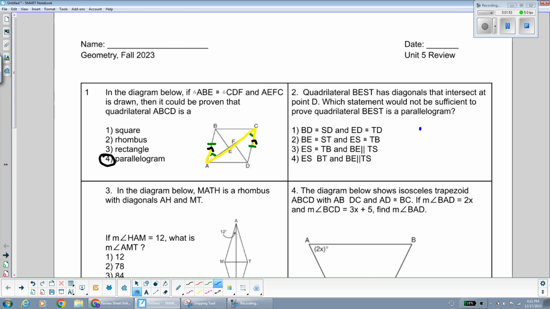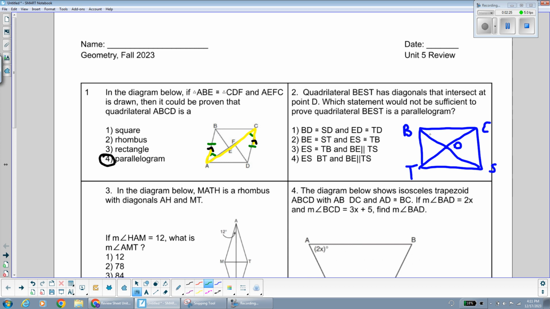Quadrilateral BEST. Let me draw quadrilateral BEST. Anytime you have a question and they talk about something but they don't give a picture, draw your own picture. And it has diagonals that intersect at point D. And we're seeing which answer choice is not sufficient to prove that we have a parallelogram. So that means 3 of these answer choices are going to prove it's a parallelogram, and we're looking for the one that won't. So let's try out each of the answer choices.